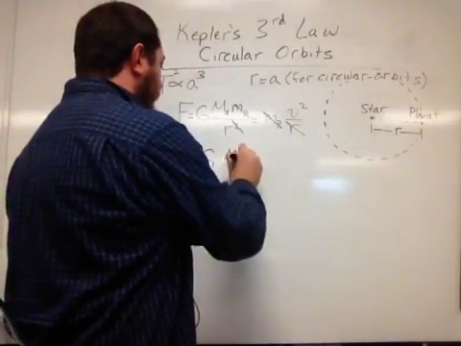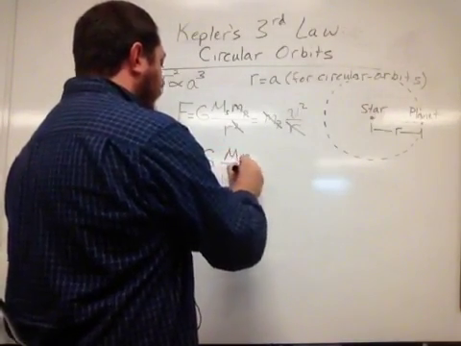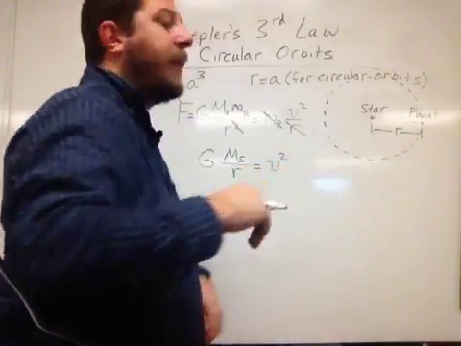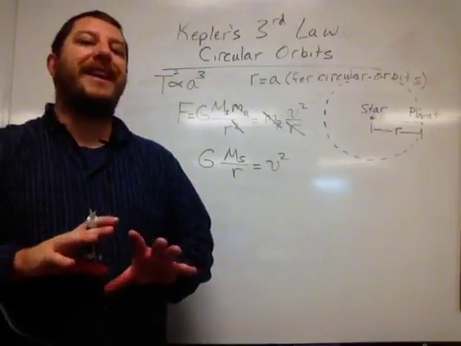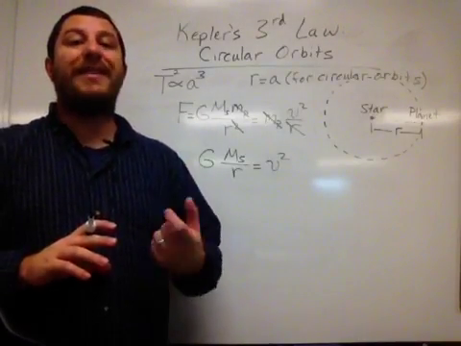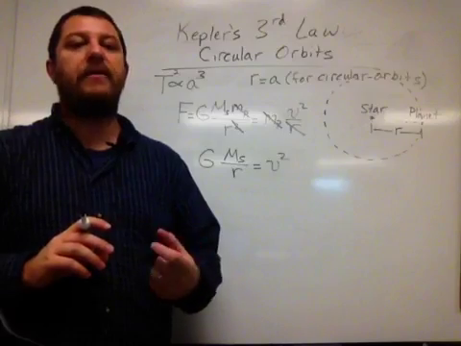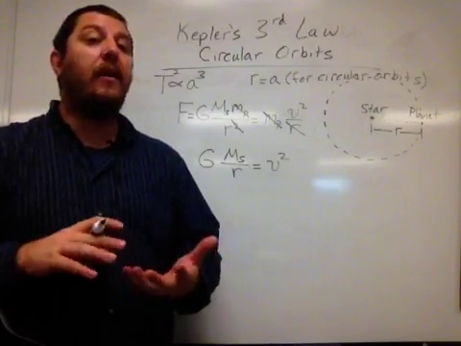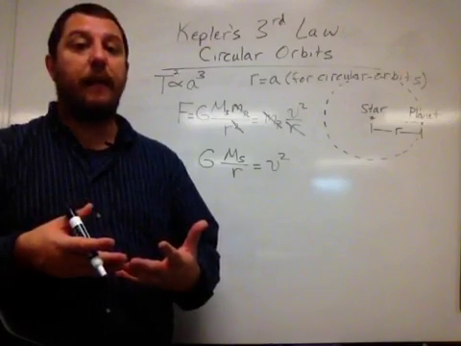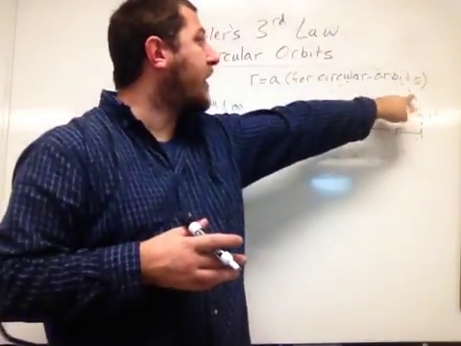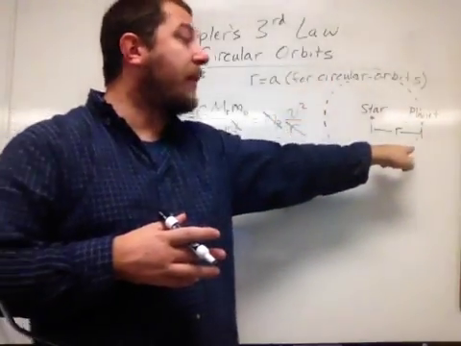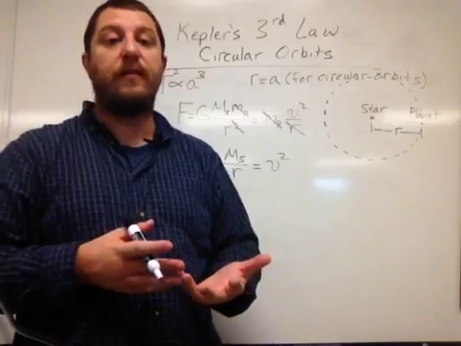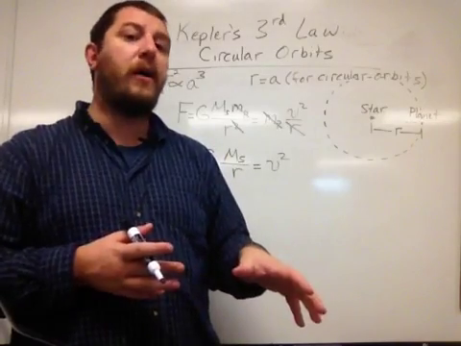G times the mass of the star divided by the radius of the circle is equal to the velocity of the planet squared. Now, here's the key. For a circular orbit, the speed stays constant. And what is that speed? Well, speed is just distance over time. So if I look at the entire distance the planet travels, then that's just the circumference of the orbit, or the circumference of the circle, and that's 2 pi r.